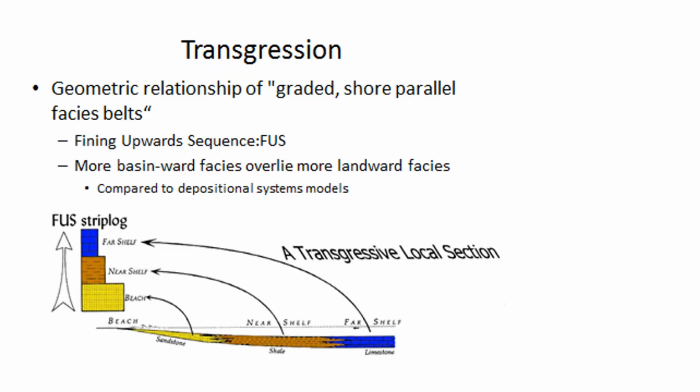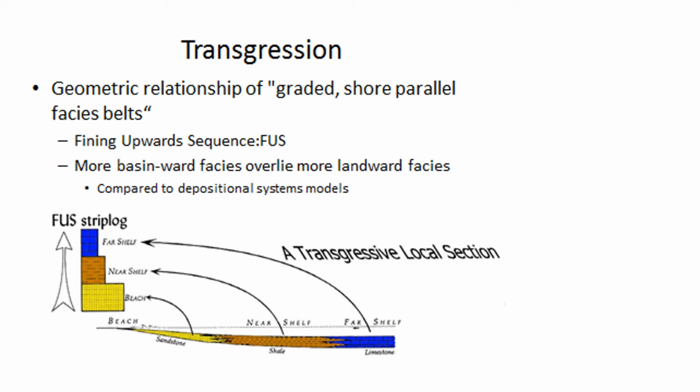So let's talk about transgressions a little bit more. A transgression is a sequence of rock that shows the geometric relationship of graded shore parallel facies belts. These are going to have fining upward sequences. You're going to have your near shore units overlain by offshore units. So what's happening here is the shoreline is migrating landward. You are seeing a basinward facies overlie landward facies.